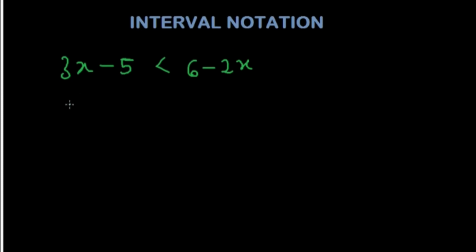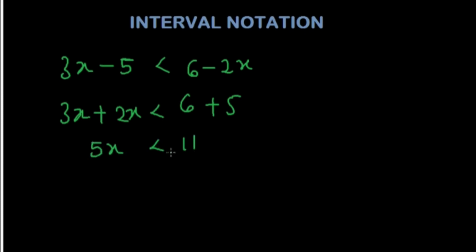So add 2x to both sides. I'll have 5x minus 5. Then add 5 to both sides. I have 6 plus 5, so this is 5x less than 11. Alright, so that will be x is less than 11 over 5.